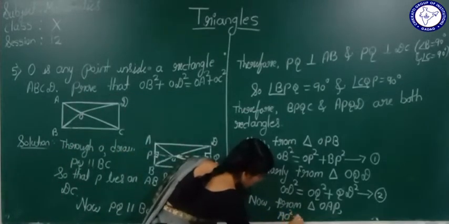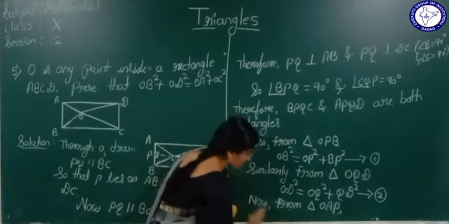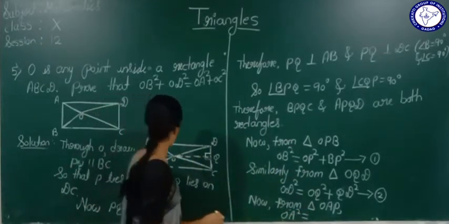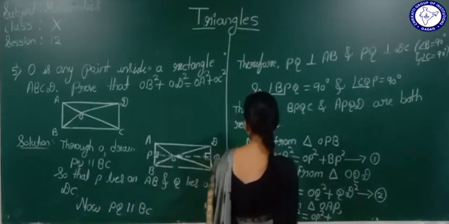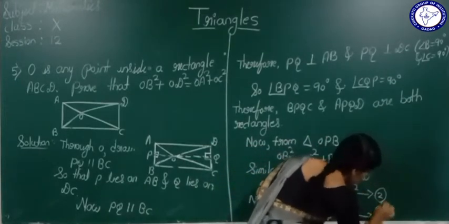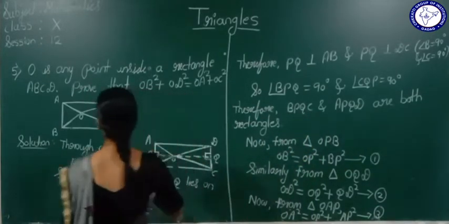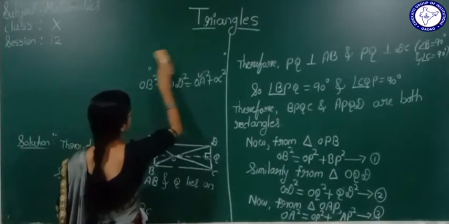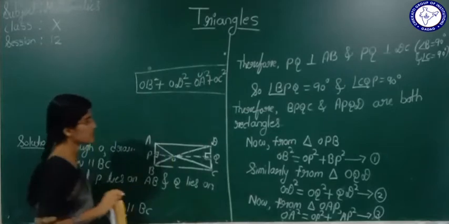AO square is equal to, or we can write OA square is equal to, both are same. OA square is equal to OP square plus AP square. Call this equation number 3. We want to prove this, right? I will keep it in square form only.